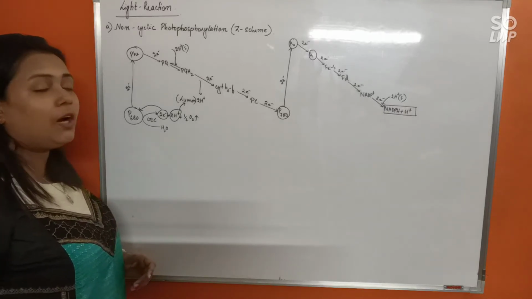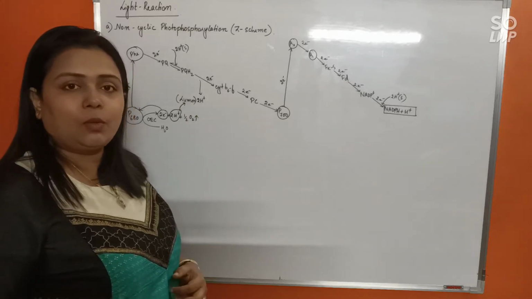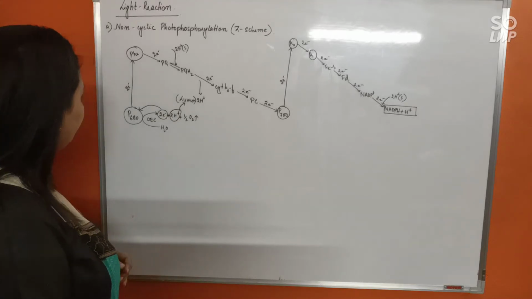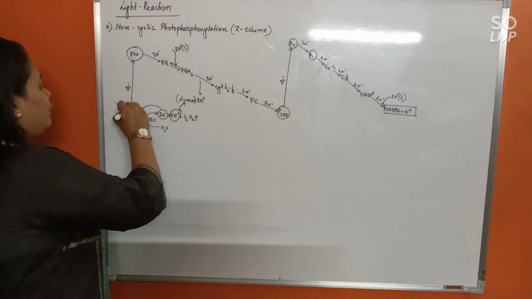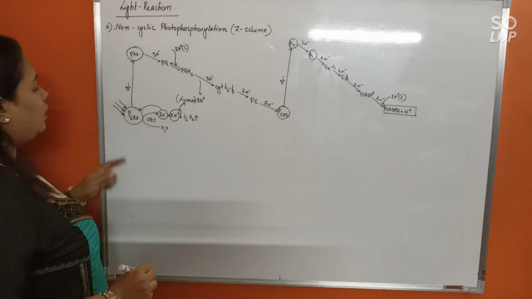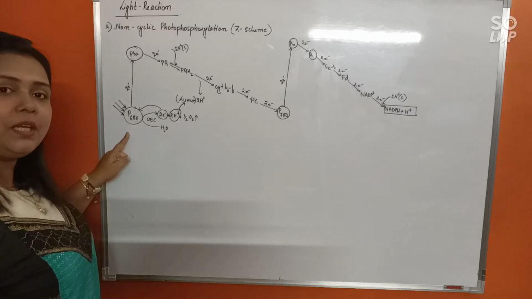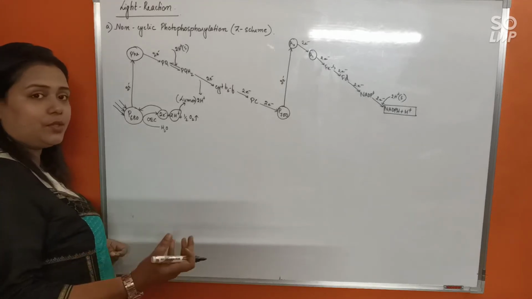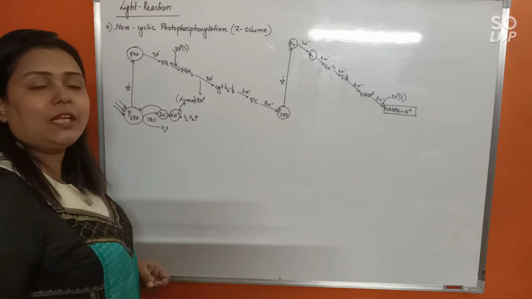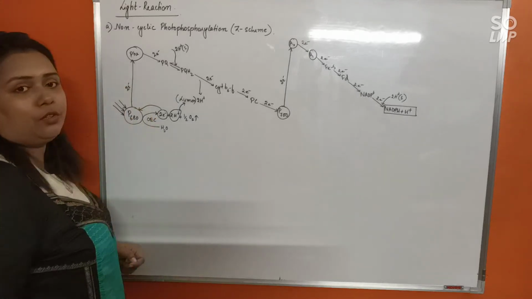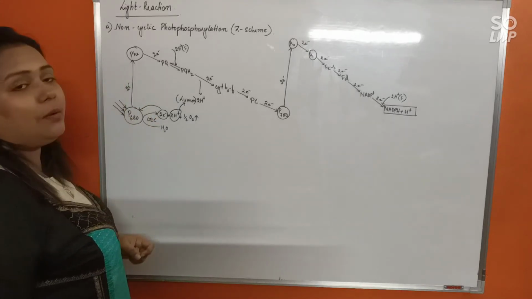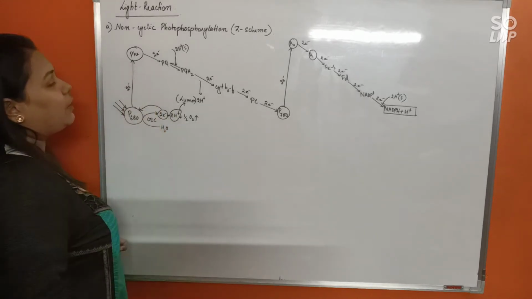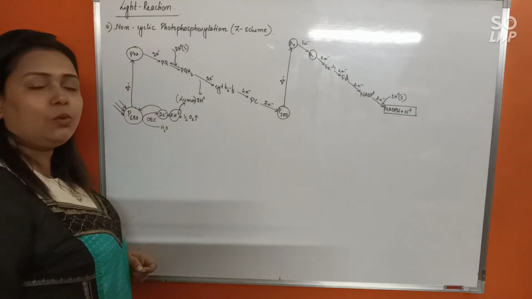It starts with PS2, and finally it ends in PS1. Let's see what happens in non-cyclic photophosphorylation. At first, when sunlight falls on PS2, P680 is PS2, isn't it? So when sunlight falls on PS2, the reaction center chlorophyll A will get excited and liberate 2 electrons. These electrons will be taken up by the early electron acceptor pheophytin, and pheophytin will transfer the electrons to plastoquinone. PQ is plastoquinone.